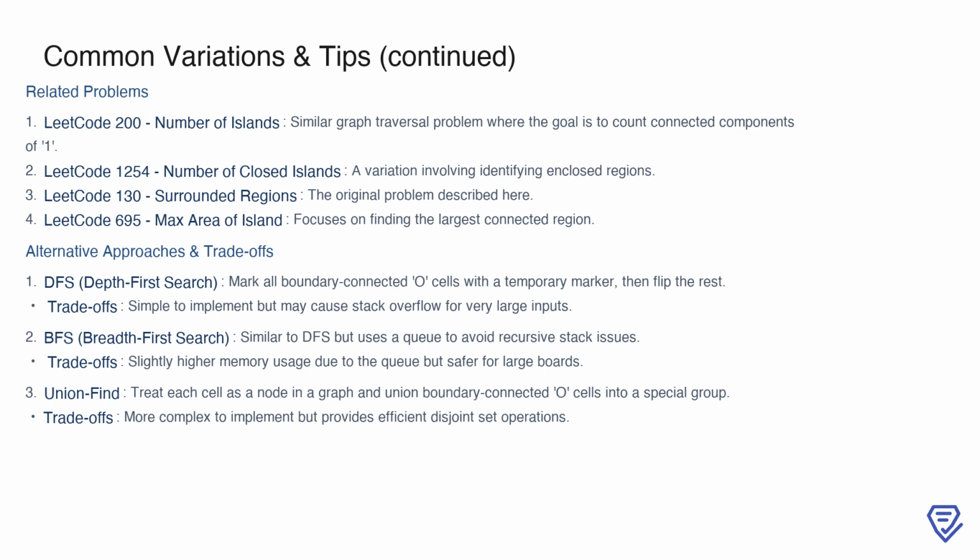For a more advanced approach, you can use union find. This treats each cell as a node in a graph and groups boundary-connected O cells into a special set. While it's efficient for disjoint set operations, it's more complex to implement.